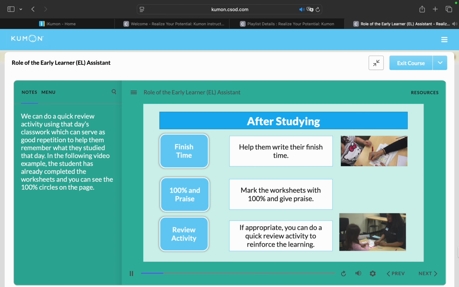We can do a quick review activity using that day's classwork, which can serve as good repetition to help them remember what they studied that day. In the following video example, the student has already completed the worksheets, and you can see the 100% circles on the page.